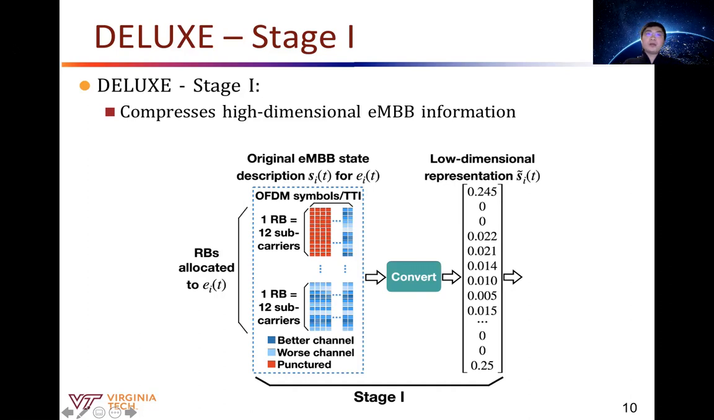If we directly use this high-dimensional eMBB description, we will have to employ a very complex layer structure for the neural network in stage 2, which would cause a high execution time that violates the real-time requirement in 5G NR. So we propose a method to convert the original eMBB description into a low-dimensional representation. Our method was designed with an objective of minimizing the information loss caused by such conversion.